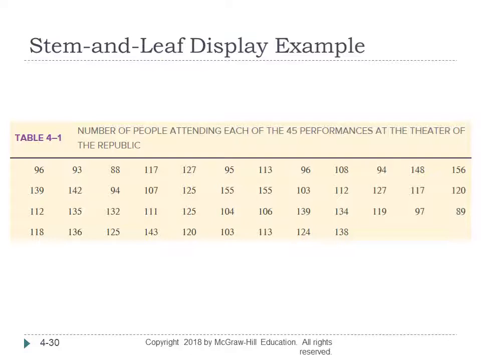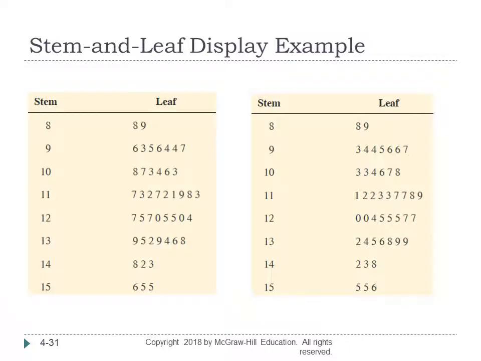So here is the display for this given set of data. Look at the left display. Here are the different stems. They are listed in an increasing order. 8, 9, 10, 11, 12, 13, 14, 15. Those represent the stems. These are the leading digits. For example, for the stem 8, there are 2 leaves, 8 and 9. For the original data, you will see 88 and 89. These are 2 of the data values.